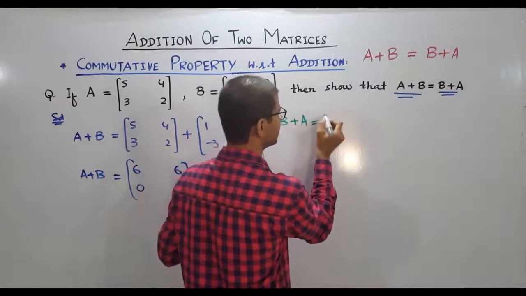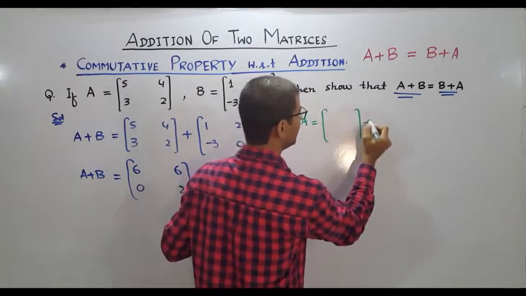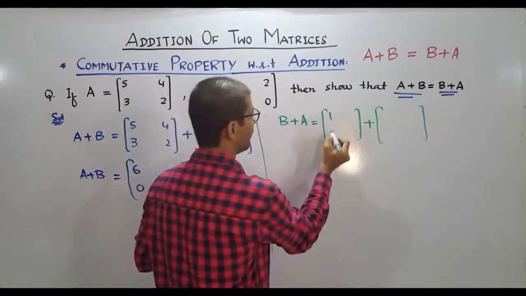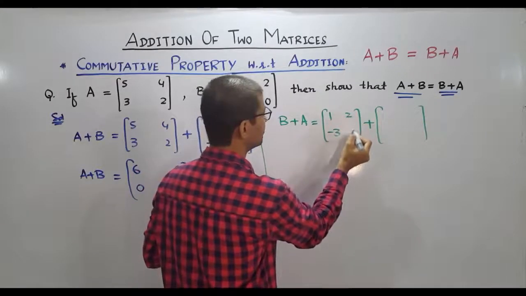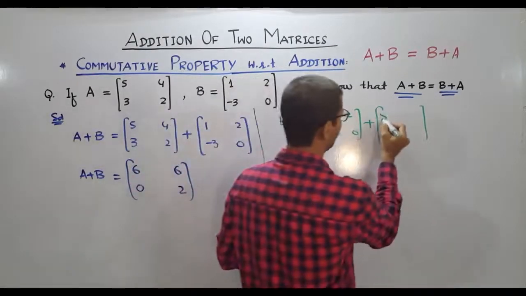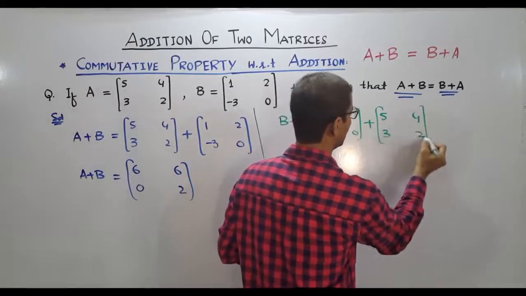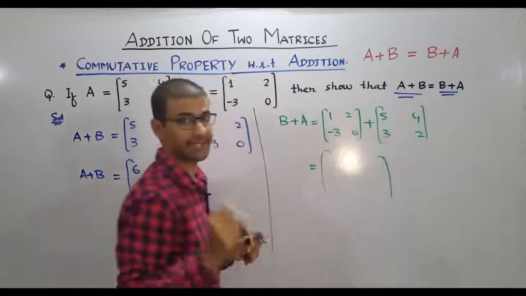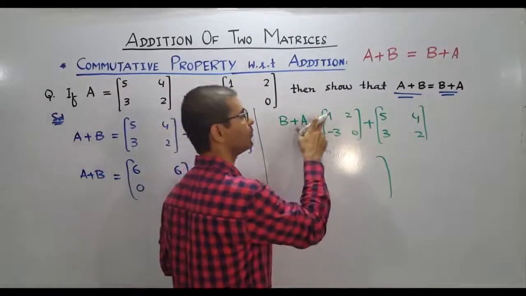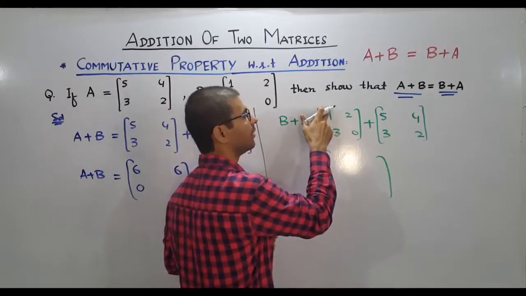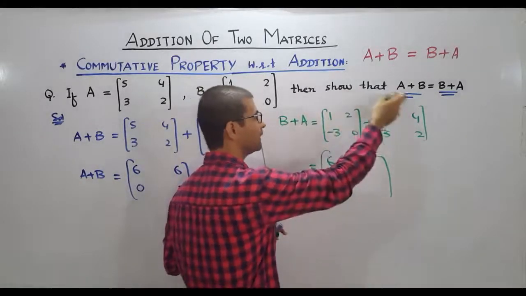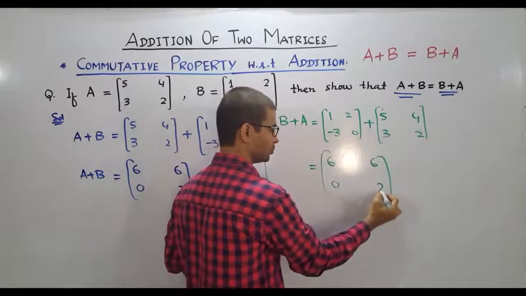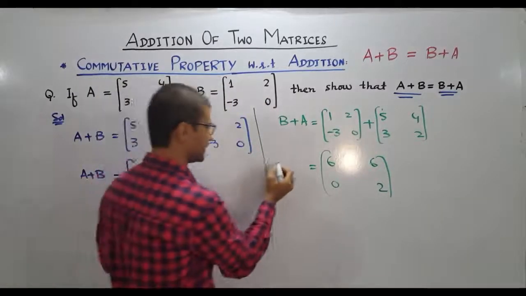B plus A means we have to add B and A. Elements of B are 1, minus 3, 2, 0, and A is 5, 4, 3, 2. As the order of both the matrices is the same, addition is possible. How can we add? We just add their corresponding elements. 1 plus 5 is 6, 2 plus 4 is 6, minus 3 plus 3 is 0, 0 plus 2 is 2. This is B plus A.